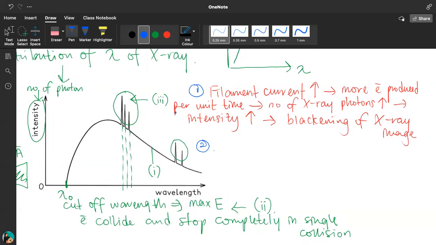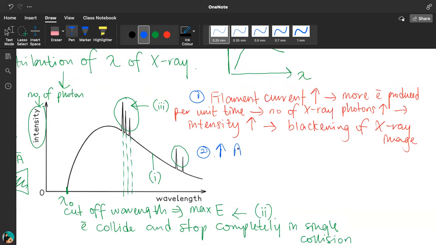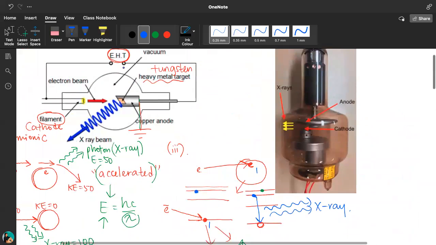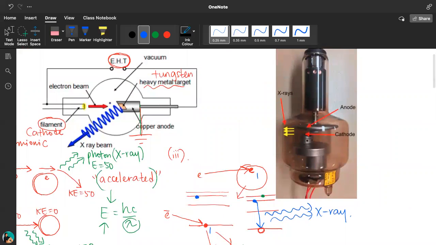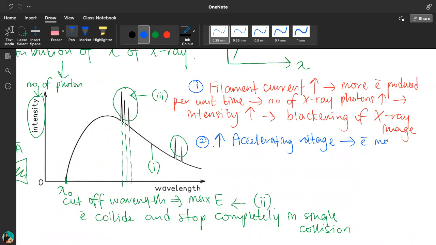Second, I increase the EHT, the accelerating voltage. What is the effect? What's accelerating voltage? It's the potential difference used to accelerate the electron to bombard the tungsten. If I increase that, then the electron will have more kinetic energy. And if it has more kinetic energy, every single electron, like if you have billions of electrons, everybody has more kinetic energy.